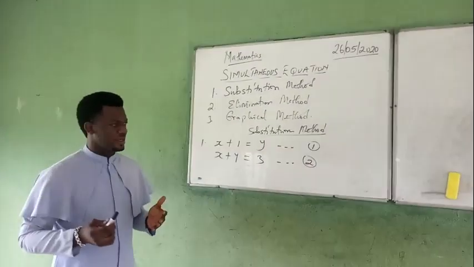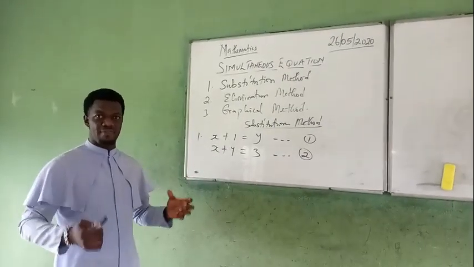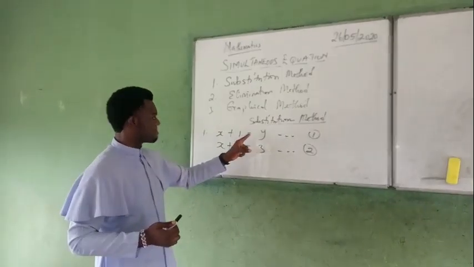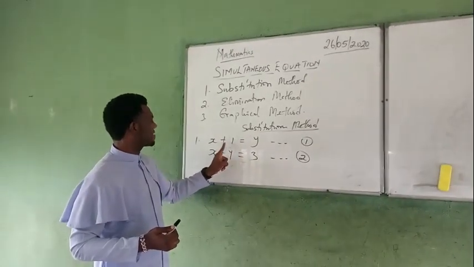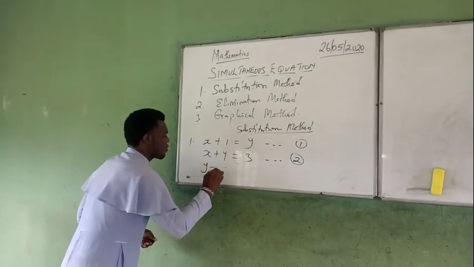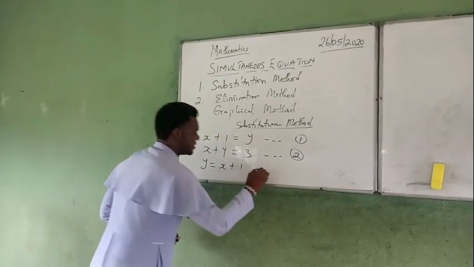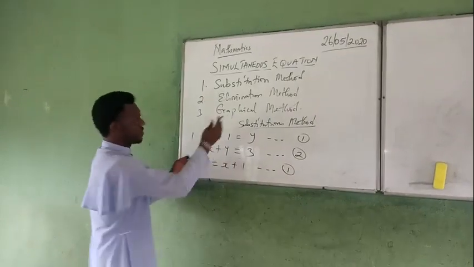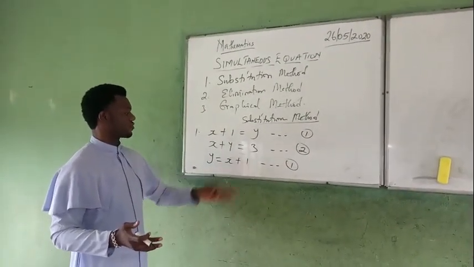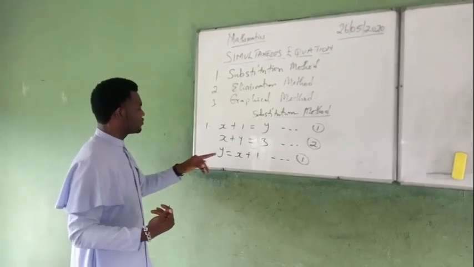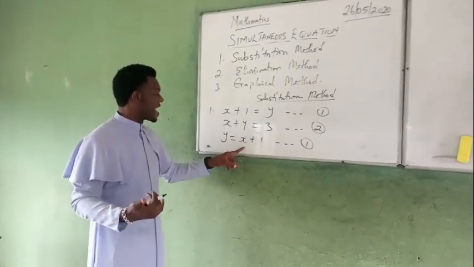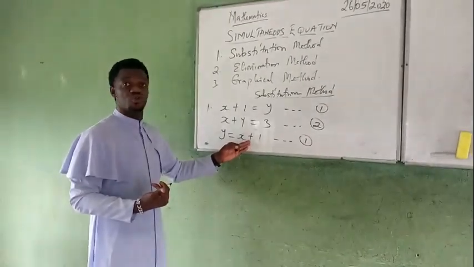In substitution, the aim is to make one variable the subject of the formula. For instance, in equation 1, we have x plus 1 is equal to y. So in other words, we can say y is equal to x plus 1. They are just the same thing, only a change of position. Now, anywhere you see y, you substitute it with x plus 1.